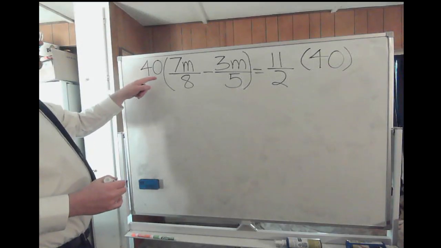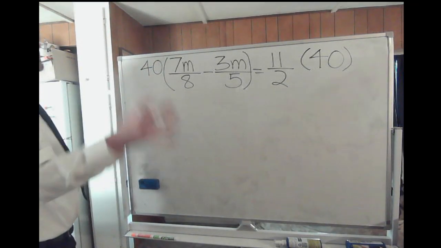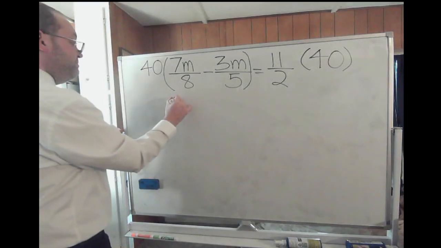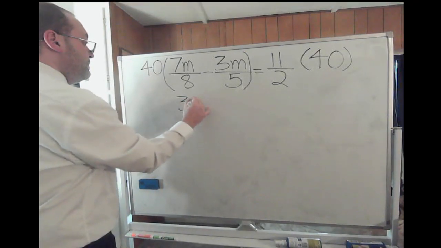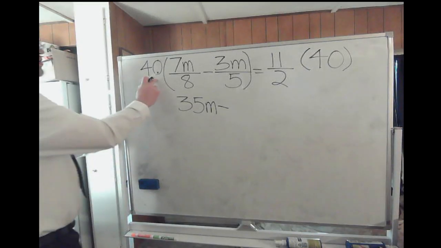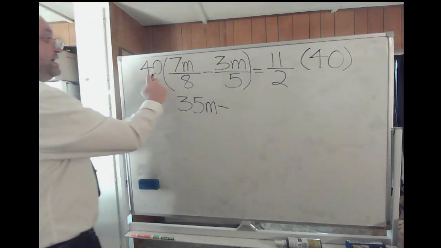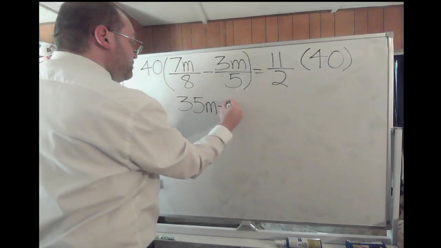So first we have 40 times 7m over 8. Well, 40 divided by 8, that's 5. You have 5 times 7m, that would be 35m. Minus, you have 40 times 3m over 5. 40 divided by 5 is 8. 8 times 3m, that's 24m.